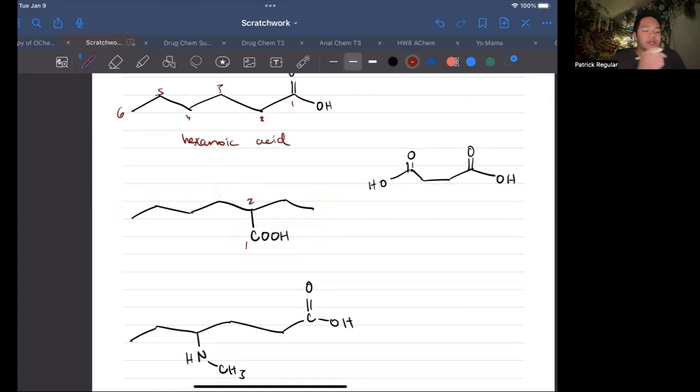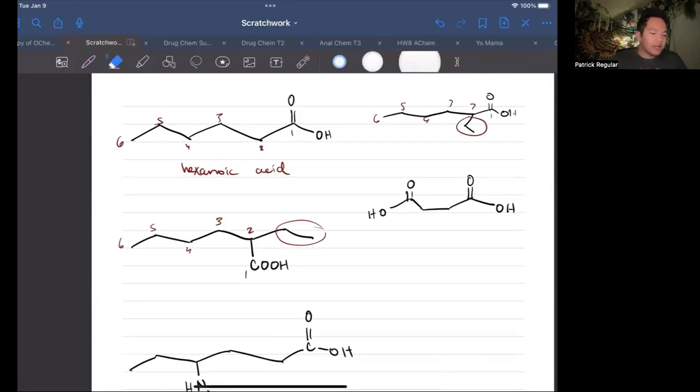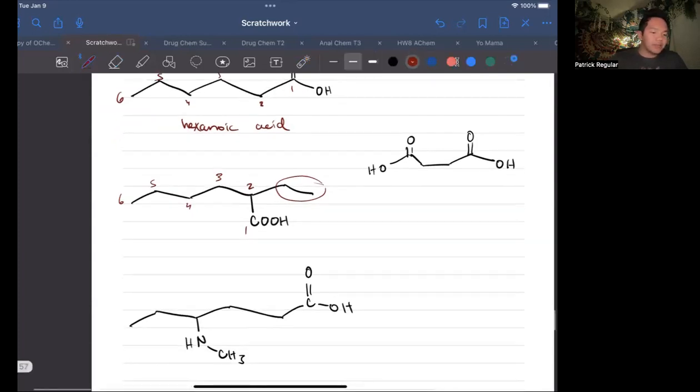Now, if this is going to be our second carbon, which way do we go? Well, same rules apply. We want to have the longest carbon chain. 3, 4, 5, 6. And this is just an ethyl group because if I were to rewrite it, this is another way to look at it. 2, 5, 6. Right? This is an ethyl group hanging off that second carbon. So if we know that that's what it's going to be, it's going to be 2-ethylhexanoic acid.